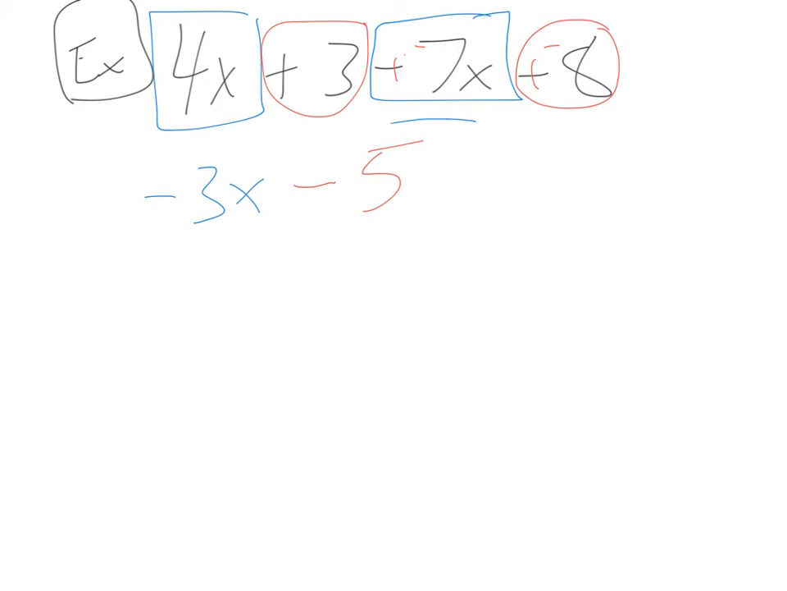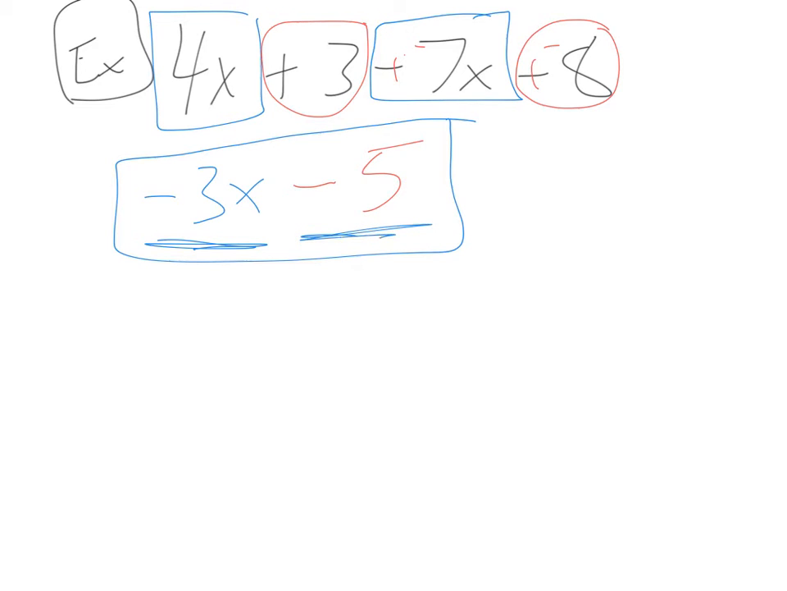So your simplified expression is negative 3x minus 5. You can't combine the negative 3x and the minus 5 because they are not like terms. The 5 does not have an x with it. All right? So that's actually your answer. Today we're just simplifying the expression. So let's look at the next one.